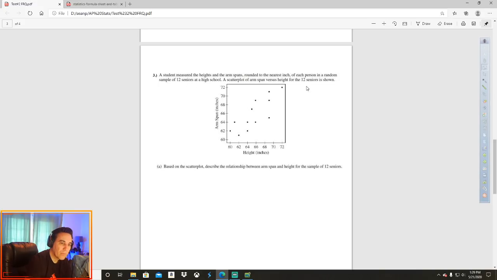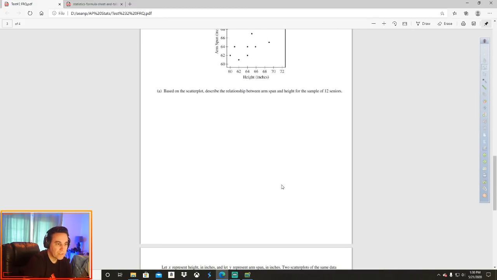The scatter plot, there we go. They just gave you a scatter plot. Based on the scatter plot, describe the relationship. So you would say as height increased, arm span also increased for the 12 seniors. It's strong. I would say moderately strong. It looks linear, right? I have context in it.